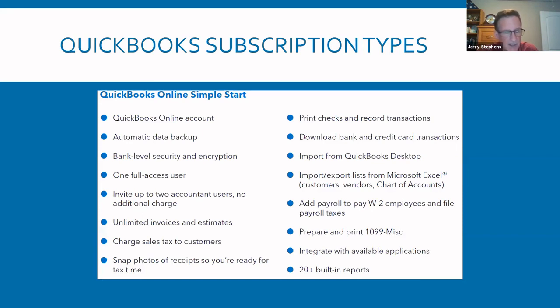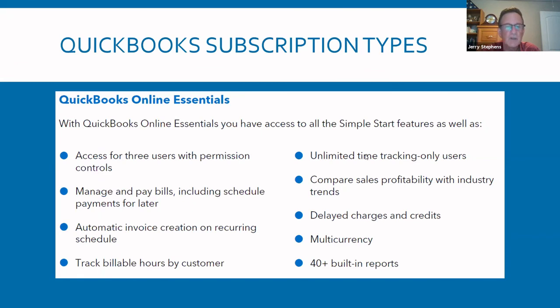The limitation here, over the next level up, would be you're not able to pay vendor bills with the Simple Start, or send estimates, and you've just got the one full access user. So if you move on to the Essentials version, it includes everything that we just talked about, but here you have 3 users. You can manage and pay bills, as I was talking about the vendor bills, and you can schedule payments for the future. You can create the invoices and estimates.